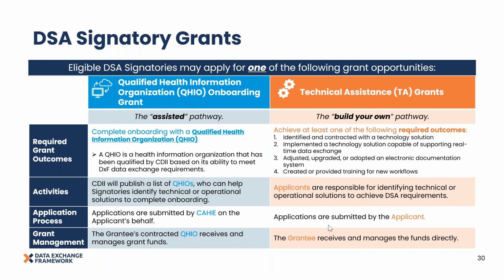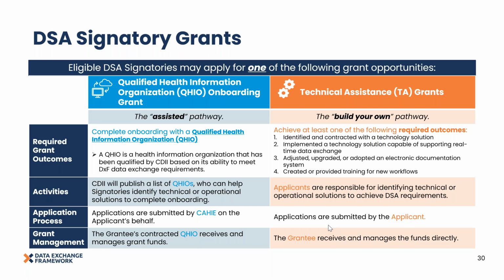And then there's technical assistance grants. You build your own. There are required outcomes where you would need to hit at least one of them: you have contracted for a technology solution, or you have implemented a technology solution capable of supporting real-time data exchange, and that implementation would have come at a cost, and that's what you're applying for a grant for, funding to help supplement that cost. Or adjusted, upgraded, or adopted an electronic documentation system.